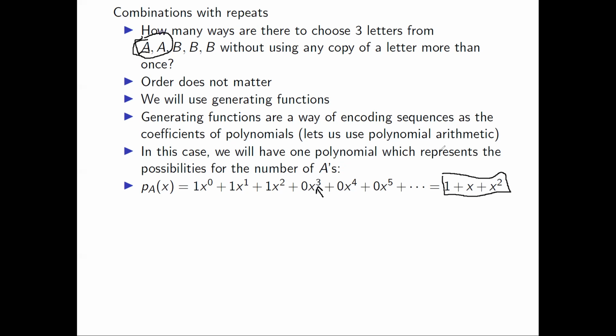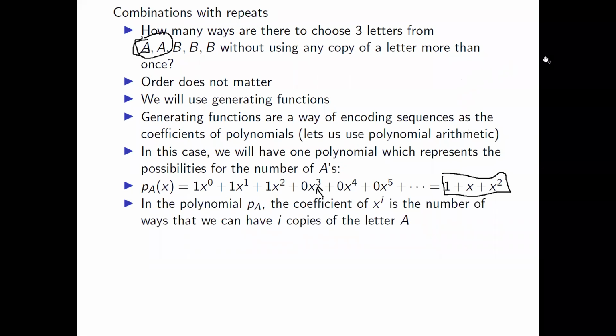We can do a similar thing for B, but I'll mention before we get to B that in this polynomial P sub A, the coefficient of x to the i, like I said, is just the number of ways that we can have i copies of the letter A.